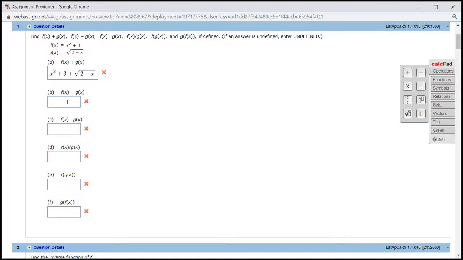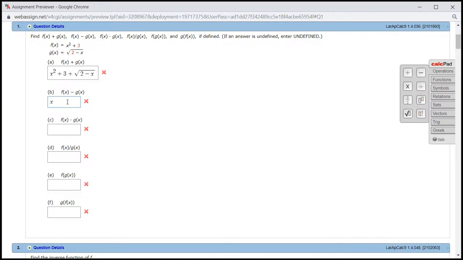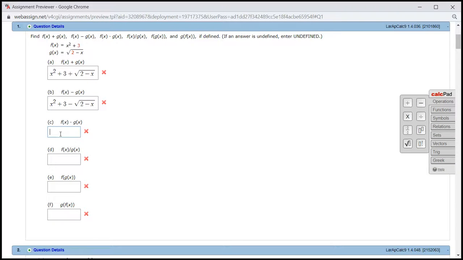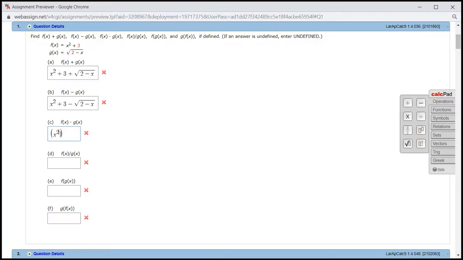And this is a subtraction, so x squared plus 3 minus the square root of 2 minus x. Right, this next one is a multiplication, so we just multiply x squared plus 3 times the square root of 2 minus x.